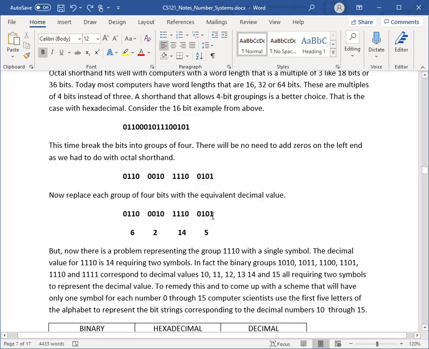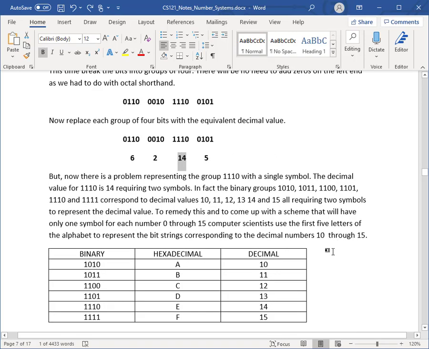Okay, so 0, 1, 0, 1, that's 5. Let's skip that one for a minute. 0, 0, 1, 0, that's 2. 0, 1, 1, 0, that's 6. But this one, 1, 1, 1, 0, that's 14. And we don't have just a single symbol to represent that. With hexadecimal, there are some additional symbols that are brought in to represent numbers that are 2 digits, because we don't want to have 2 digits to represent a value. We want just a single symbol for that.